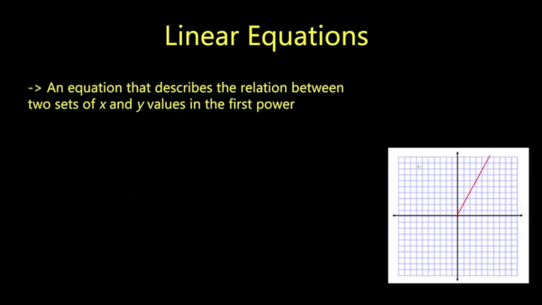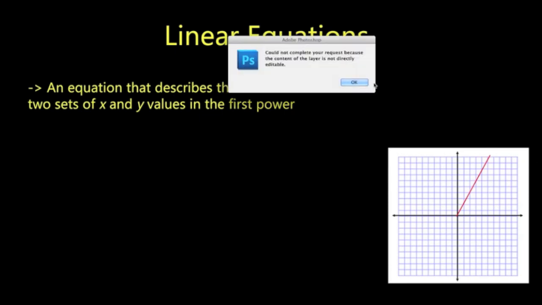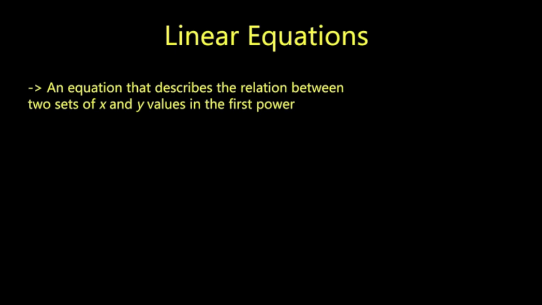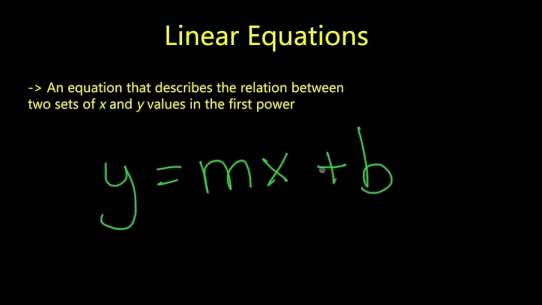Now all linear equations have one thing in common. They can all be put into the following equation, which is y equals mx plus b. This is the standard form of a linear equation. If you can put whatever equation you're given into this form, it's linear. If you can't, then you've got something wrong. It's not a linear equation.